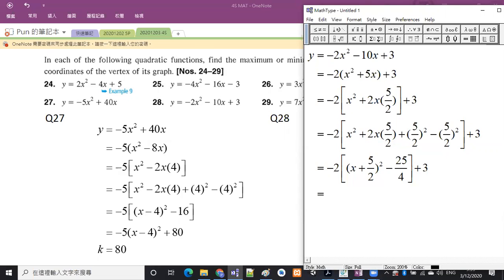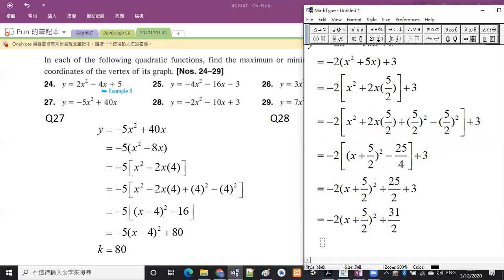And then you need to multiply the -2 back to the square bracket. Okay, and then this is plus 25/2. Just do it very carefully. And then you just add the 2 constant terms together. And it should be equal to plus 31/2. Okay? And now it is the completed square form.